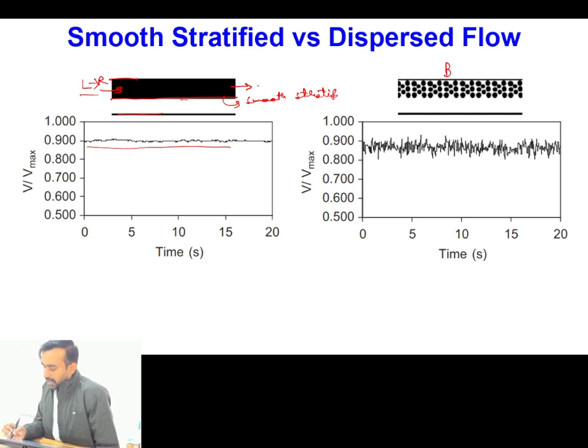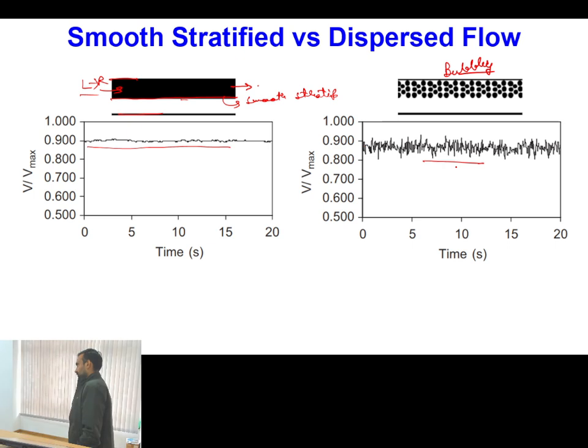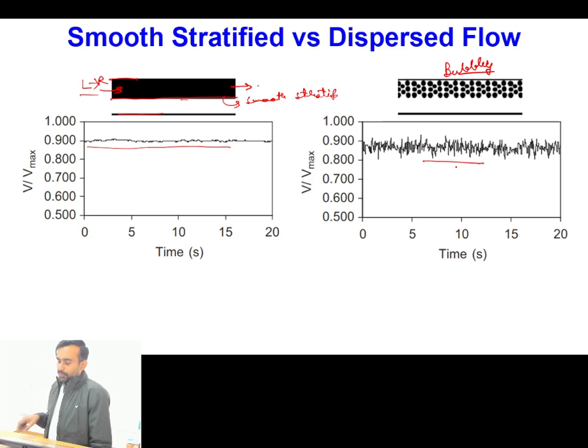Instead of this, if you have a bubbly flow situation, then you have this type of signal. Now, by just looking at the raw signal between pure stratified and dispersed flow, I can have some idea that whenever I get this type of signal, it means my flow will be smooth stratified in the pipe, and if I am getting this type of signal, then flow will be bubbly or dispersed in the pipe.